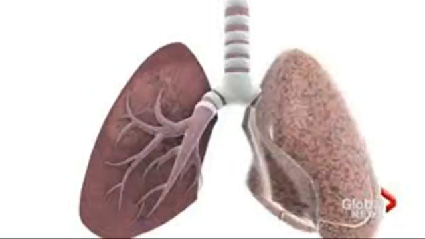Active TB. This condition makes you sick and can spread to others. It can occur in the first few weeks after infection with the TB bacteria, or it might occur years later. Signs and symptoms of active TB include coughing that lasts 3 or more weeks, coughing up blood, chest pain, or pain with breathing or coughing, unintentional weight loss, fatigue, fever, night sweats, chills, loss of appetite.